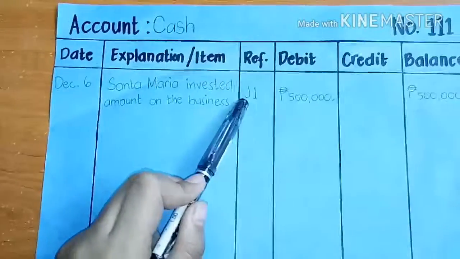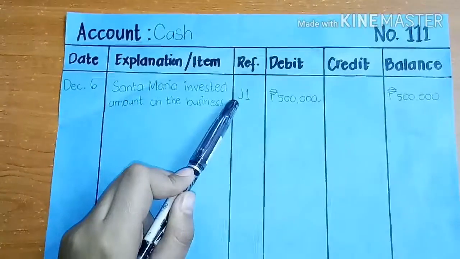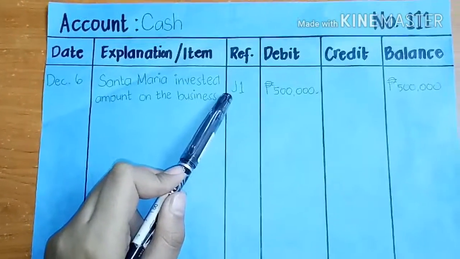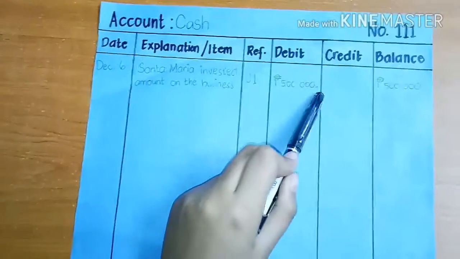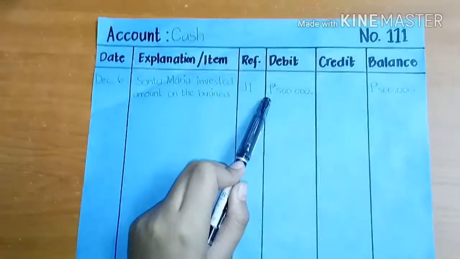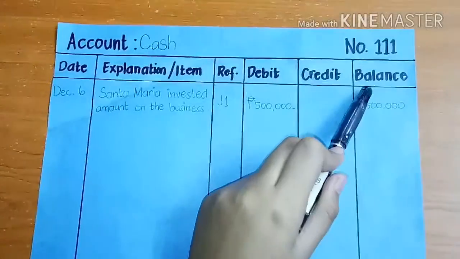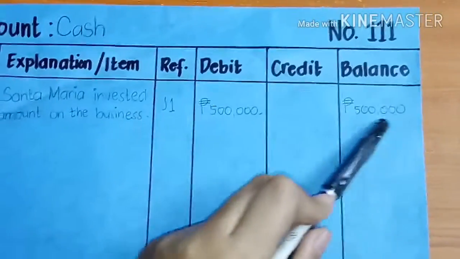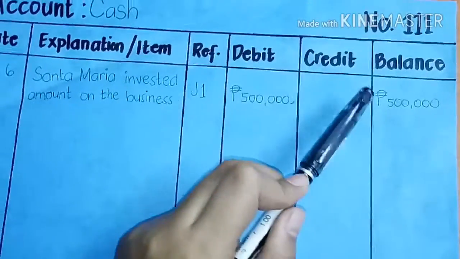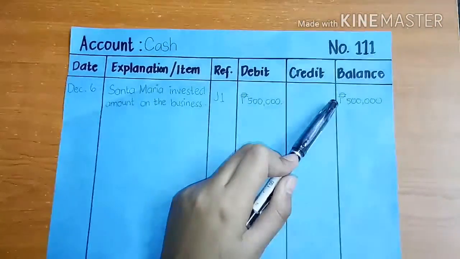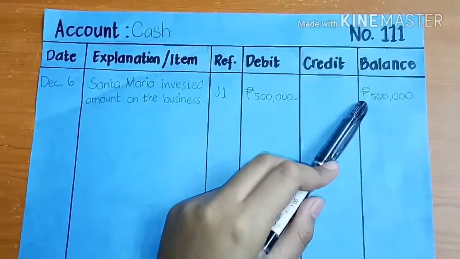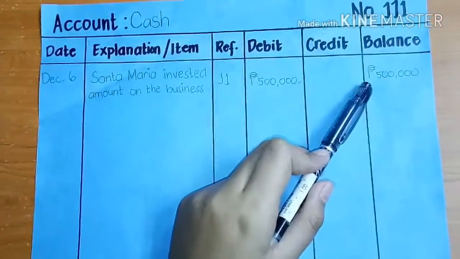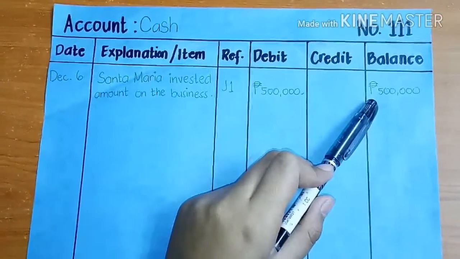The reference identifies the page number of the general or special journal from which the information was taken. The debit and the credit columns are used in recording the amount of the transaction from the general journal or special journal. The balance column represents the running balance of the account after considering the debit and the credit amounts. If the running balance amount is positive, the account has a debit balance, whereas if it has a negative running balance, the account has a credit balance.